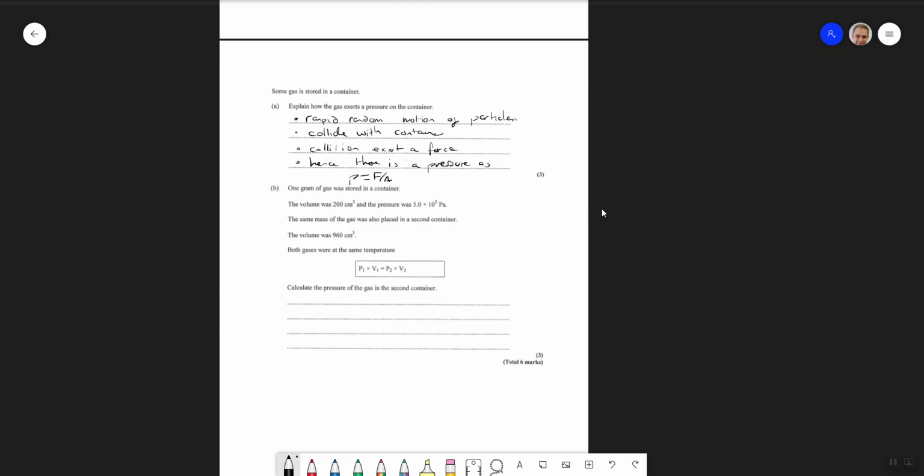We then have 1 gram of gas in the container. We've got Boyle's law, we've got volumes, we've got V1, we've got P1, same mass, place a thing in there. We've got V2. So P2 is our unknown. So we've got 5 times 10 to the 5 times 200 over 960.